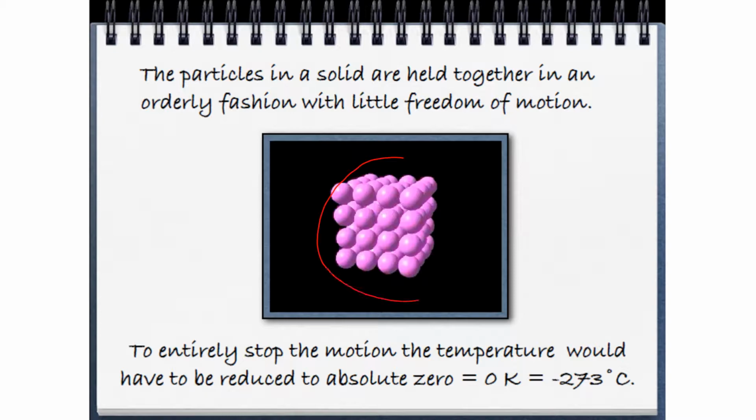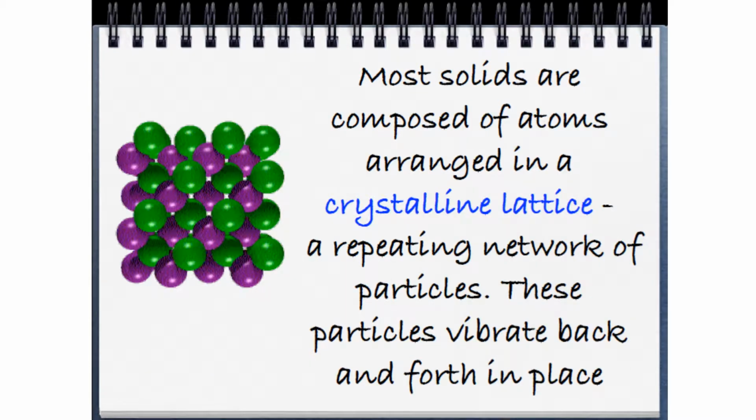Notice that in a solid, the particles are held tightly together. They are in a fixed position. Solids have the least amount of energy of all the states of matter. Most solids are composed of atoms arranged in a crystalline lattice. A crystalline lattice is a repeating network of particles. These particles vibrate back and forth in place.